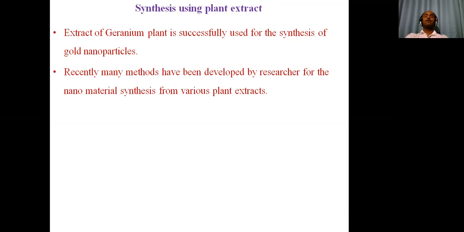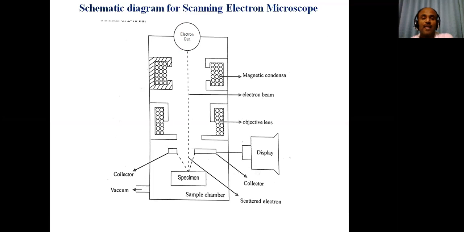Another method includes synthesis using plant extract. Extract of the geranium plant is successfully used for the synthesis of gold nanomaterial, and recently many methods have been developed by researchers for nanomaterial synthesis from plant extract.